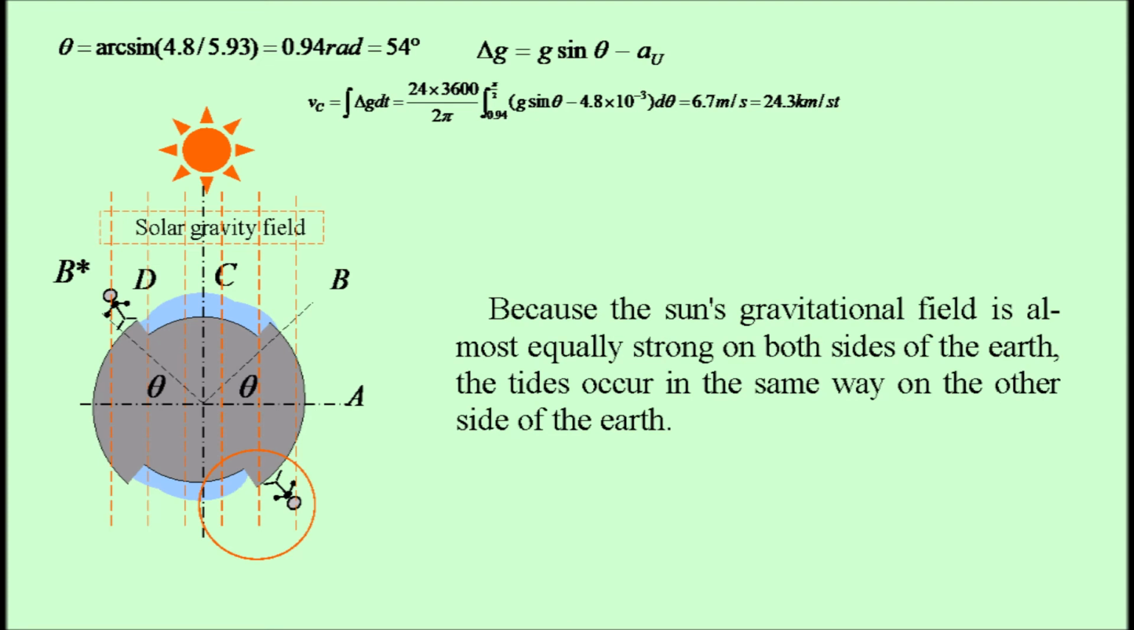Because the Sun's gravitational field is almost equally strong on both sides of the Earth, the tides occur in the same way on the other side of the Earth.